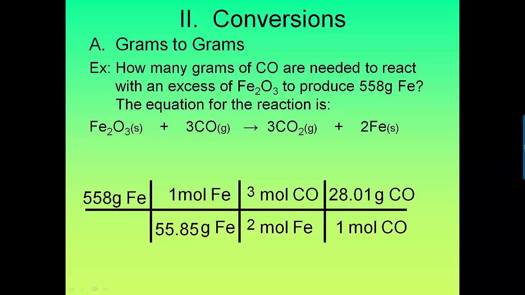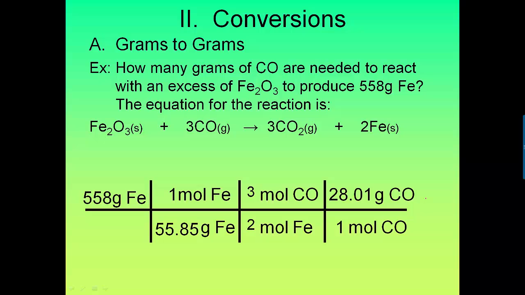Now I go to plug this into my handy dandy calculator. How am I going to plug all of this in? Before, it was just a straight up top divided by bottom. Well, actually, it's straight up top divided by bottom too, but I want to do this all in parentheses, top and bottom. So this will be 558 times 1 times 3 times 28.01, all of that in parentheses. Don't hit enter. Now just hit divide. Put 55.85 times 2 times 1. Close your parentheses. Hit equals.